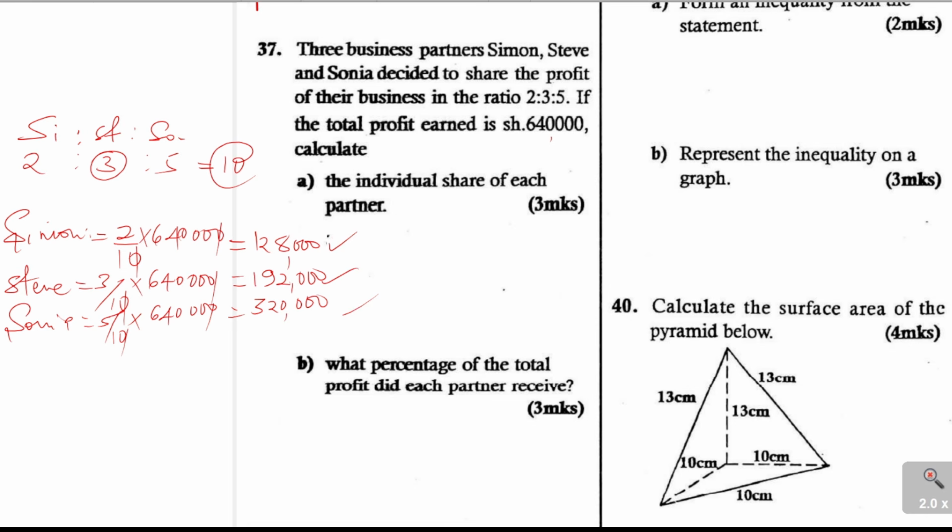We go to part B. What percentage of the total profit did each partner receive?